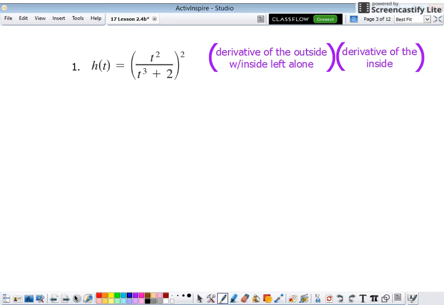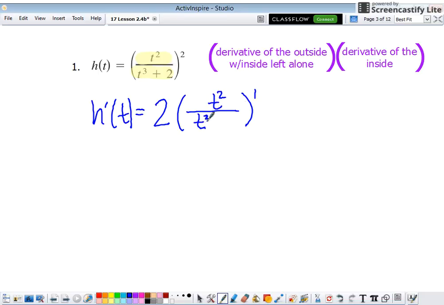All right, so let's take a look at this one. For this one, the inside function is t squared over t cubed plus 2. The outside function is squared, this part up here. So if I'm going to take the derivative of this using the chain rule, I'm going to do the derivative of the outside. So the 2 exponent comes down in front and the exponent decreases by 1. There's the derivative of the outside with the inside left alone. And then I have to multiply by the derivative of the inside.